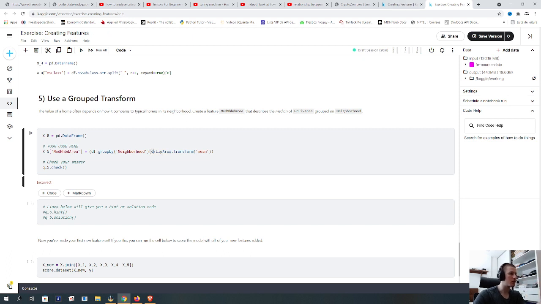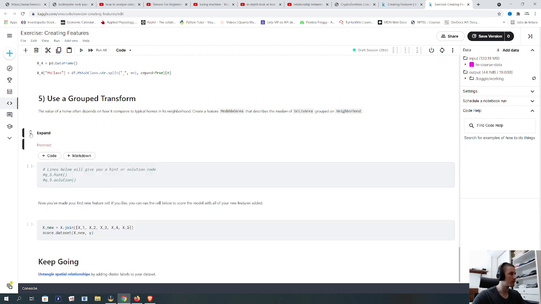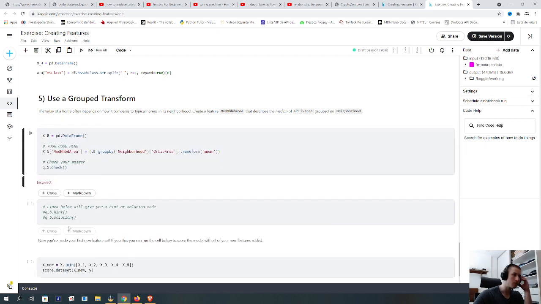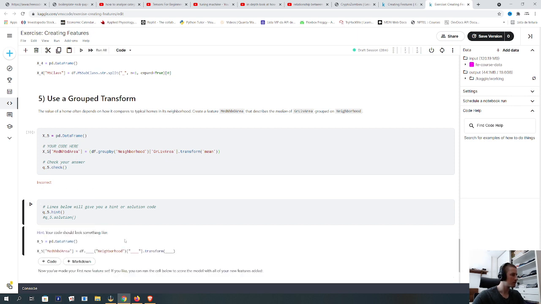Maybe if I change to the other notation, it works. It shouldn't make any difference, but incorrect again. Oh, maybe it's just the parentheses here. So it should be this. Median instead of mean. Yeah, nice.